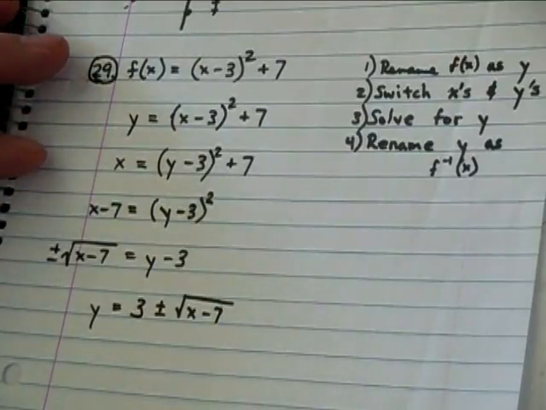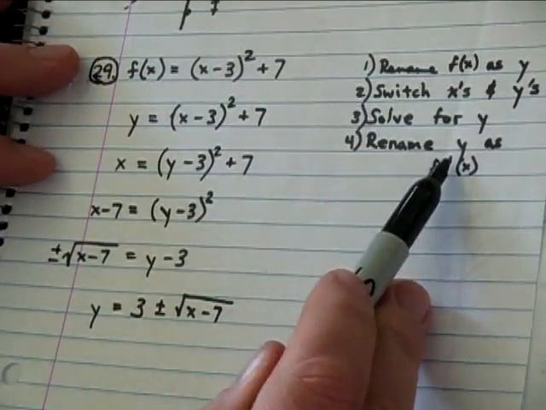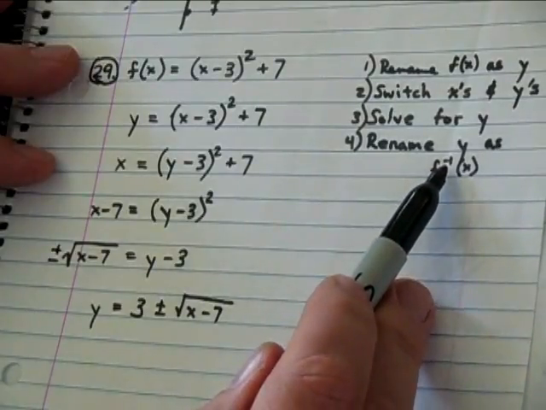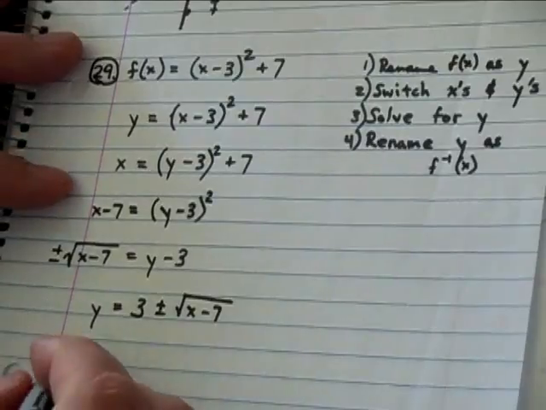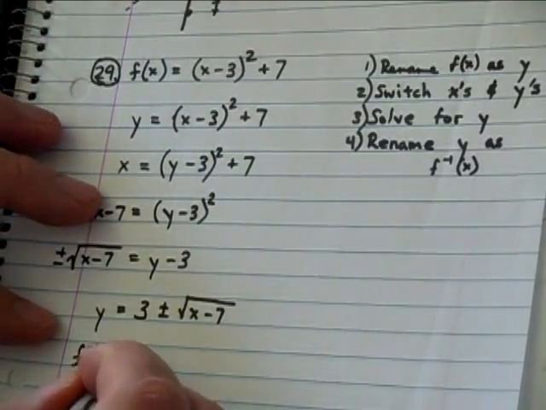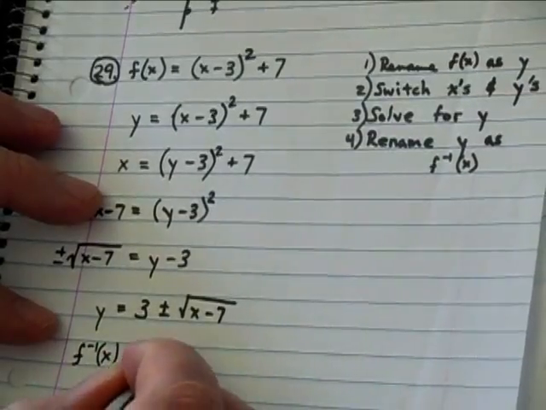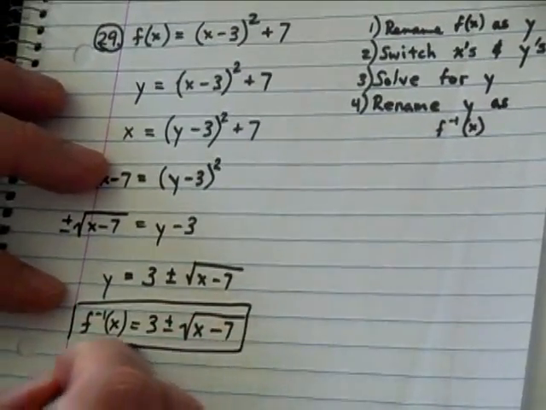Alright, so I've solved for y, and then my last step is to rename the letter y as f to the minus 1 of x, which is read as f inverse of x. So the inverse function here is 3 plus or minus the square root of x minus 7.